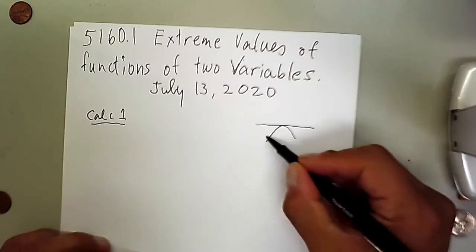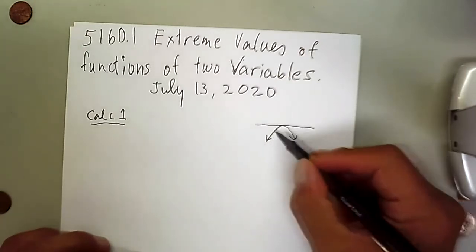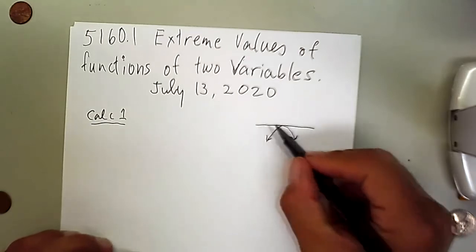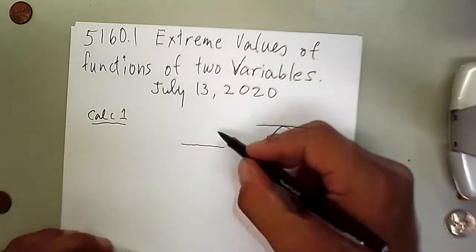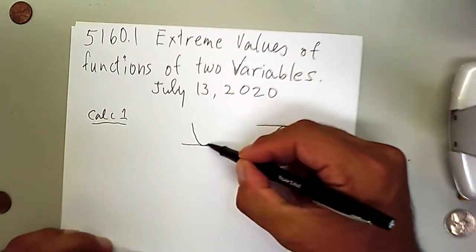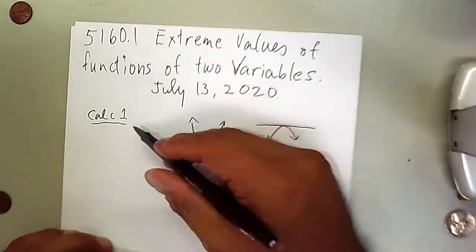So critical points happen when the derivative in Calc 1 is equal to 0, or when the derivative does not exist. So that would be an example of a maximum where the derivative is 0. Or we can have a minimum where the derivative, again, is 0. This is in Calc 1.